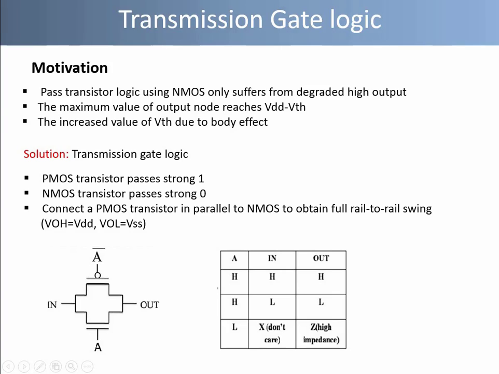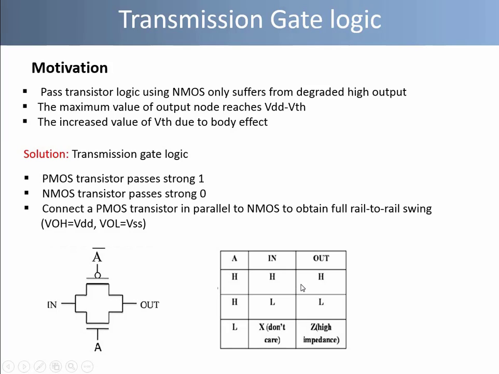On the other hand, when A is equal to 0, A complement becomes 1 and this PMOS transistor is switched off. Similarly, the NMOS transistor is switched off, and this creates an open circuit between the nodes labeled output and input.